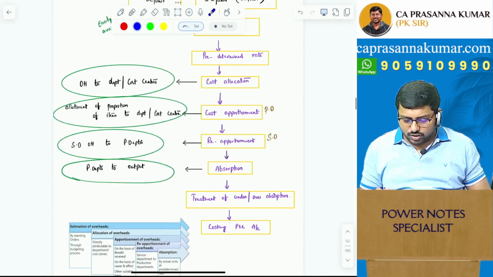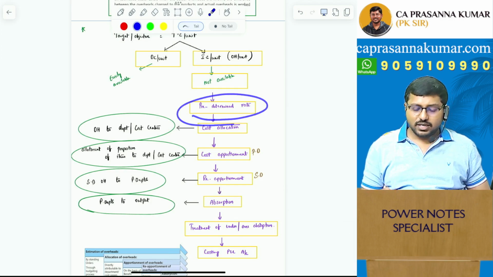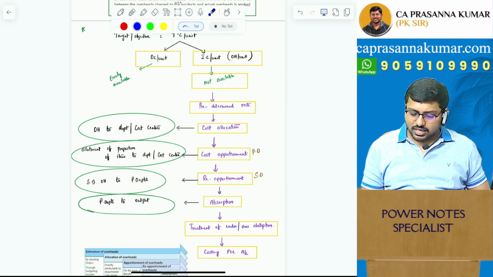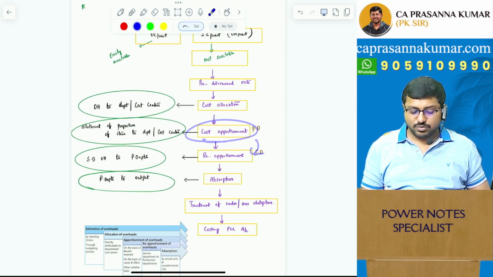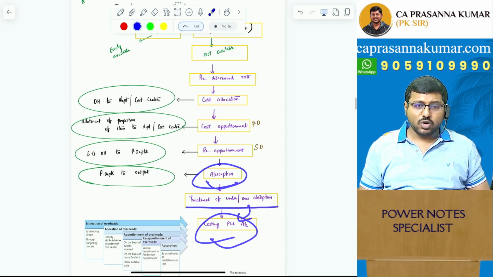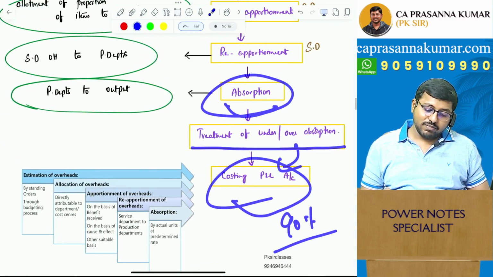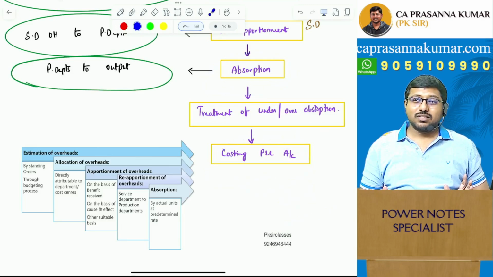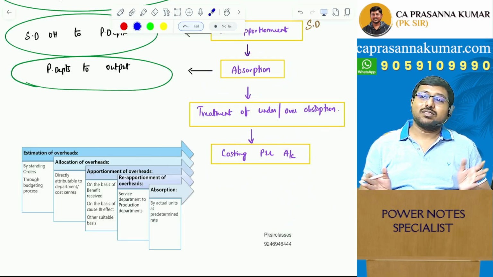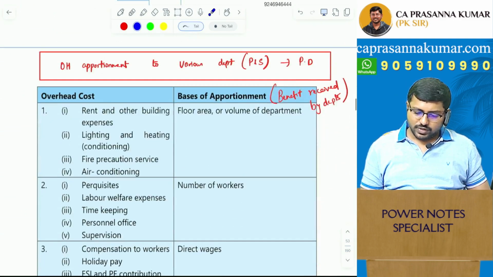But to put it simply, this is what this chapter is all about. First, you will start with calculating the predetermined rate, then you will do cost allocation, then you will do primary distribution, which is nothing but cost apportionment, then you will do secondary distribution, which is nothing but reapportionment, then you will do absorption of overheads, then you will treat the over or under absorption. Mostly you will be transferring them to costing P&L account, 90% of the times. 10% of the times it will be absorbed by good units. What are the situations where it will be absorbed by good units? What are the circumstances? What are the reasons? That we will see later. Clear? All right, moving on.